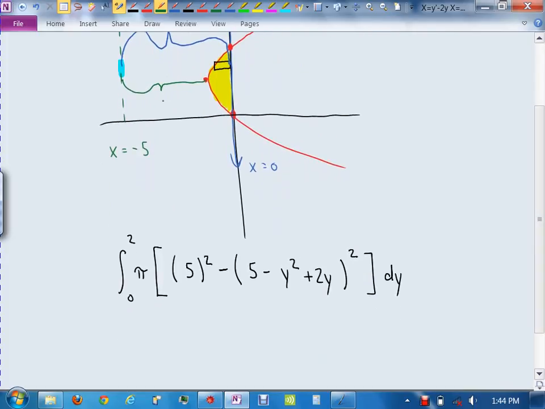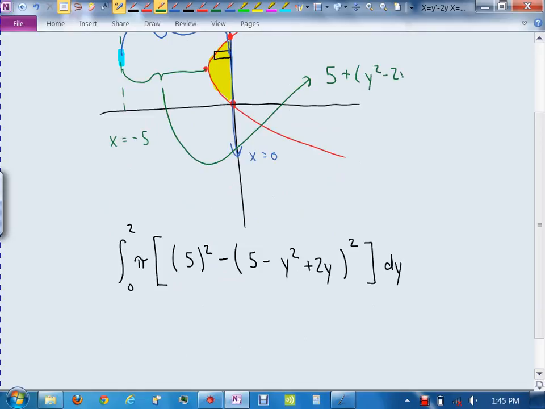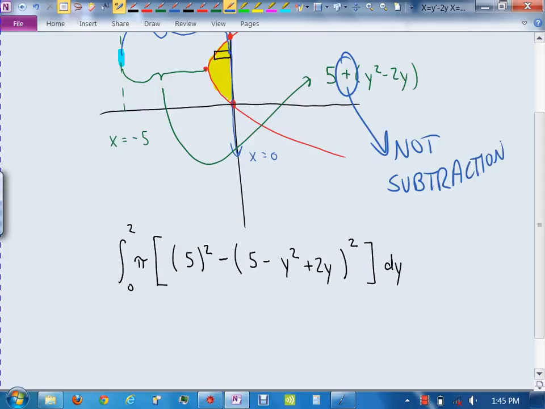Let's write the inside out. I'm sorry. Okay, so this should be 5, and then you want to add to it the function, which was y squared minus 2y. Not subtract it, not subtraction. And then when you come down into this, let's fix this integral now. What should this read? 5 plus y squared minus 2y.